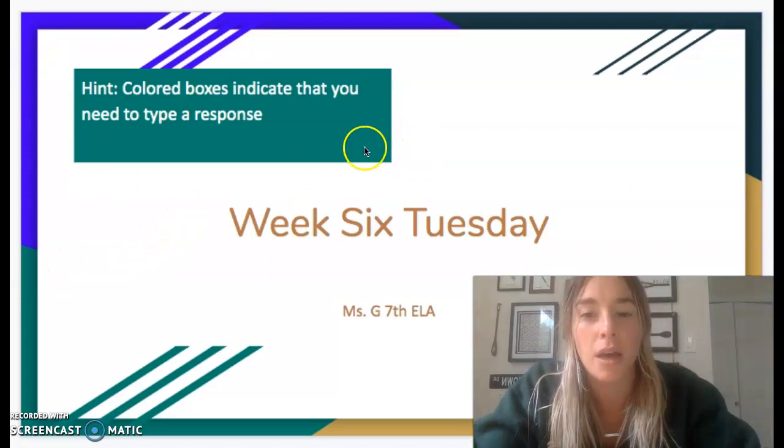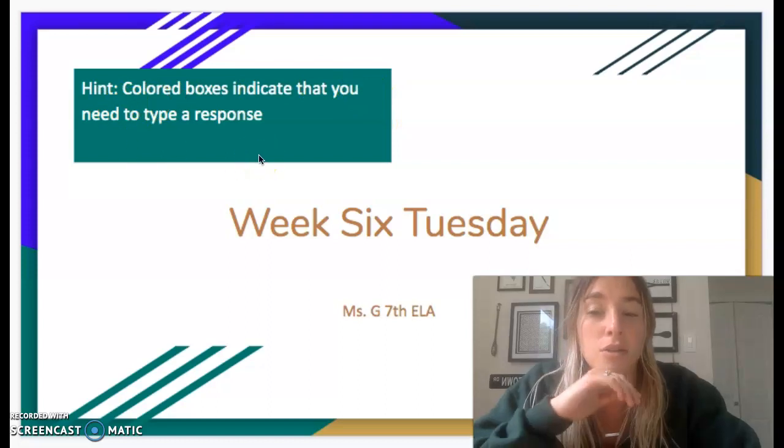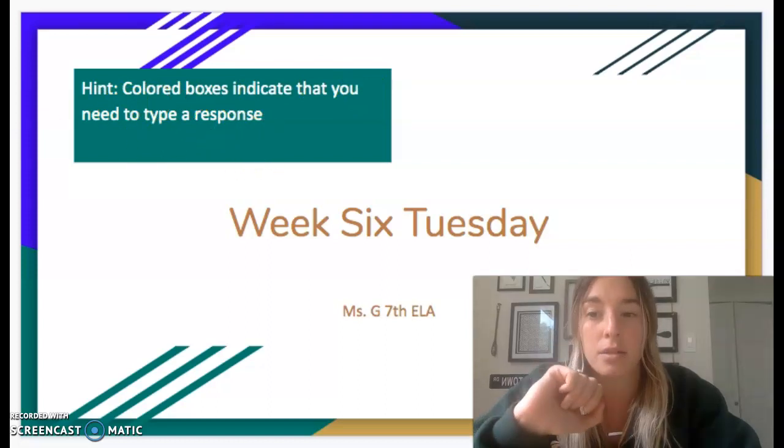So just to begin, every time you see a colored box, it shows that you need to type a response inside of that box.